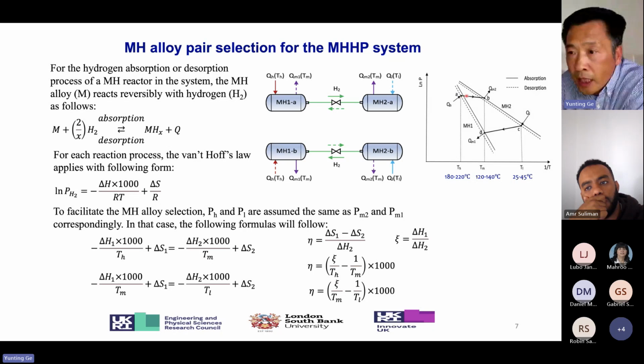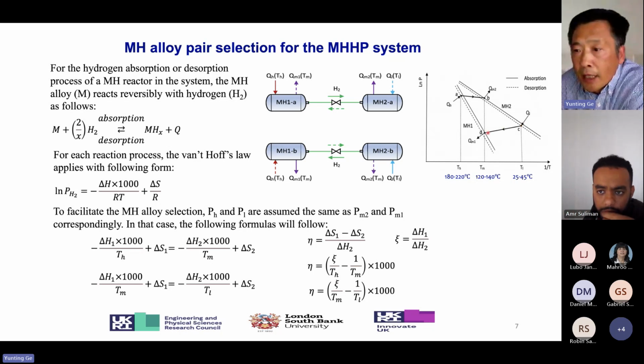The hydrogen will be released and flow into the low temperature reactor, which releases heat that is absorbed by that reactor. In the low pressure operation, the low grade heat is added into the low temperature reactor, and the hydrogen will be released and absorbed by the high temperature reactor, and the heat is released at a temperature of about 130 degrees C.